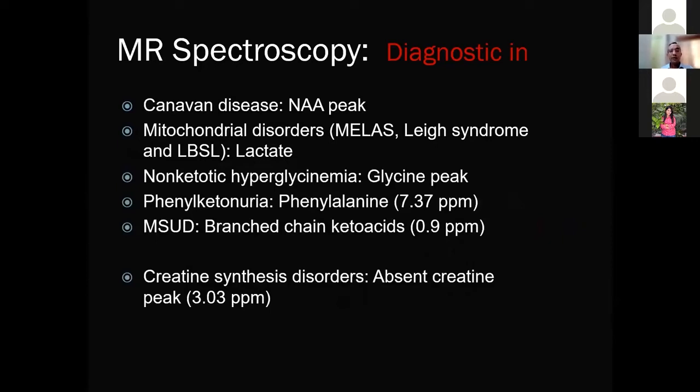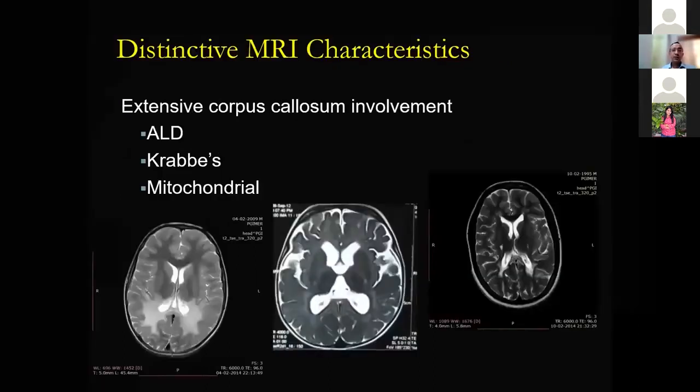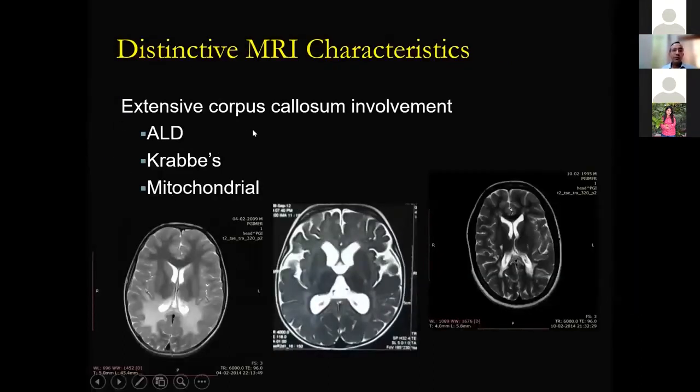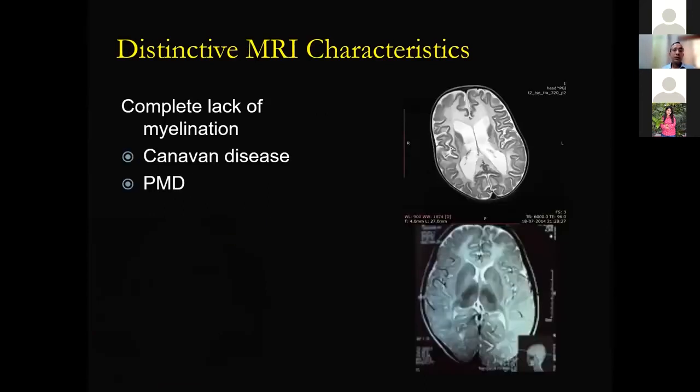Similarly, there are characteristic peaks in other disorders like non-ketotic hyperglycinemia, phenylketonuria, and maple syrup urine disease. The characteristic peaks may help in making the diagnosis of a particular entity with more confidence. Another important thing is to look for the corpus callosum involvement, which may be involved in disorders like adrenoleukodystrophy or Krabbe disease. It is also involved in a few of the variants of the mitochondrial disorders.